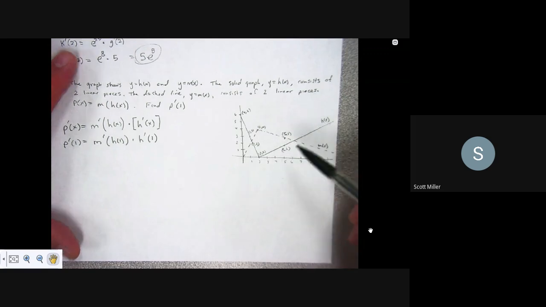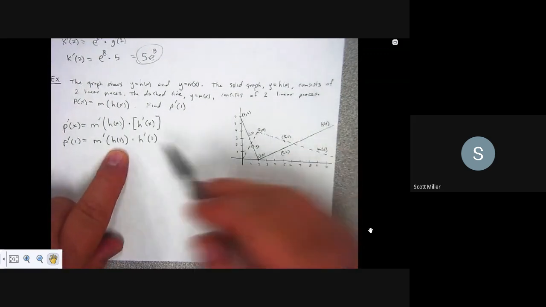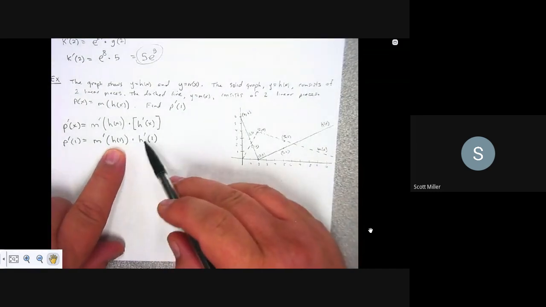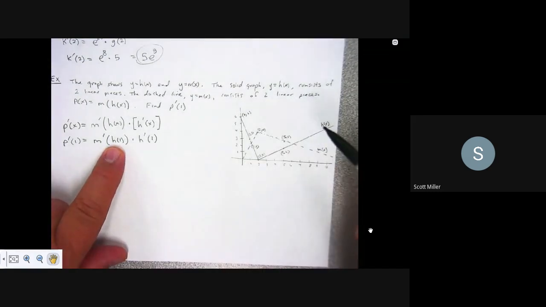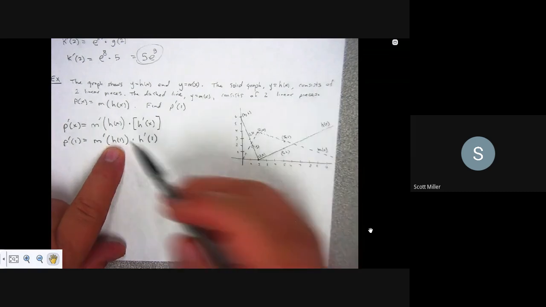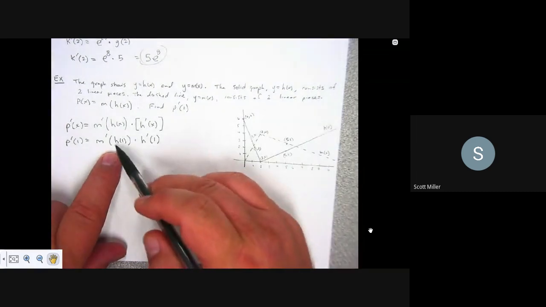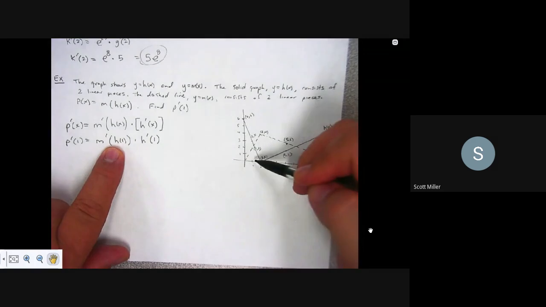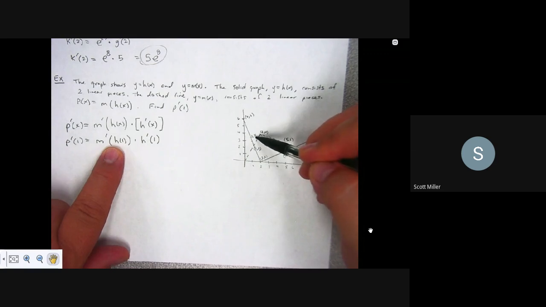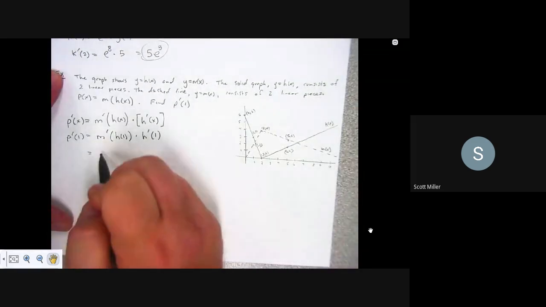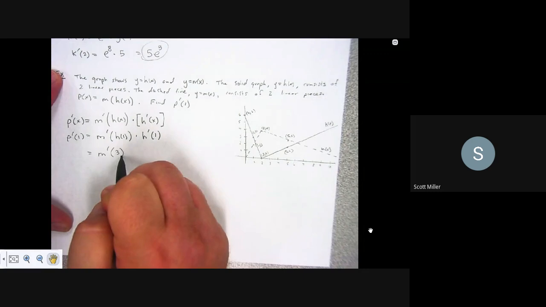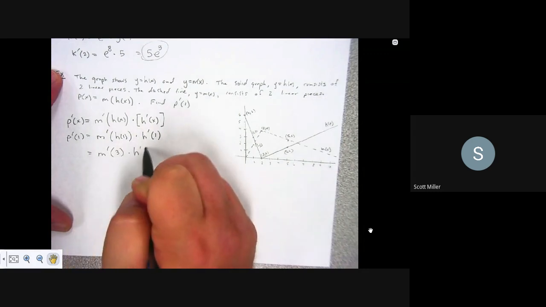So to do this problem, what I need to do is go look at these functions at 1. Okay? So what is h at 1? This is an actual point that you're finding first. This inside here is not a derivative. It is a value. h at 1, okay, and I come over here, h is the solid one, at 1 is a 3. I know it's hard to see there, but it's at (1, 3). So when x is 1, h is 3. So this is now going to be m prime at 3. And then h prime at 1.